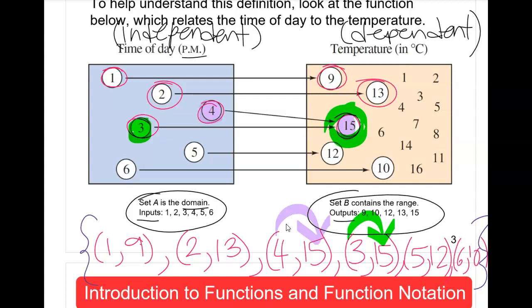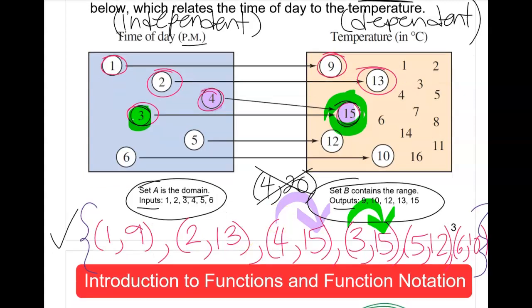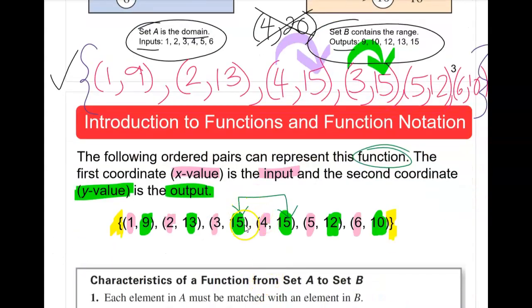However, we're not saying that at 4 p.m. the temperature was 15, but it was also 20. We're not saying that. So because of that, this relation is a function. And we also have it here. It is a function. So repeating the values on the output, it's okay. The ones that cannot repeat will be the x values.